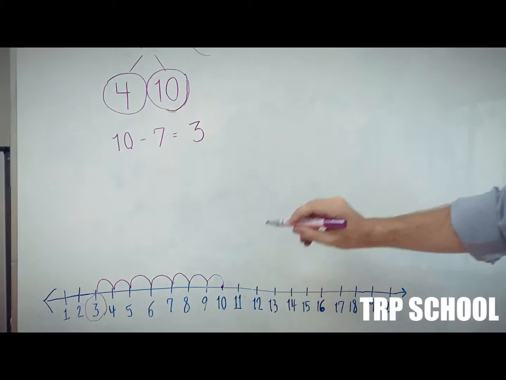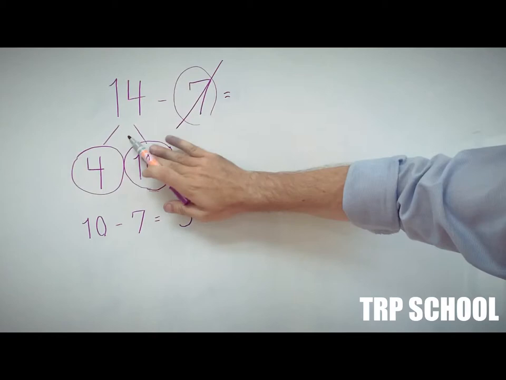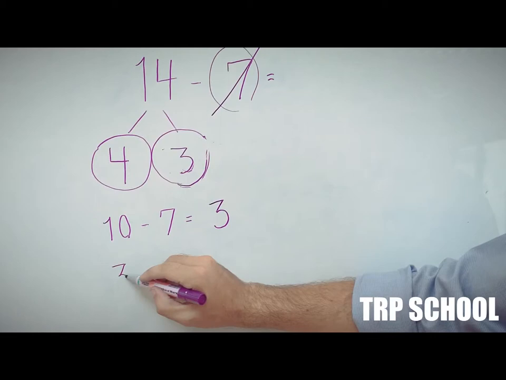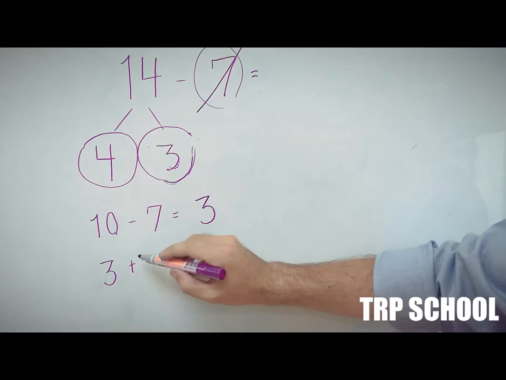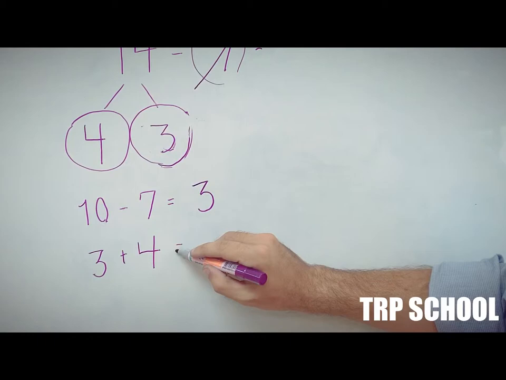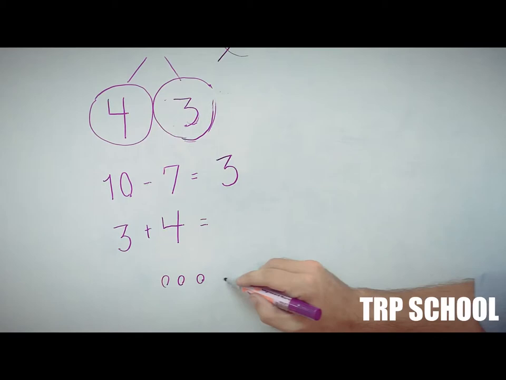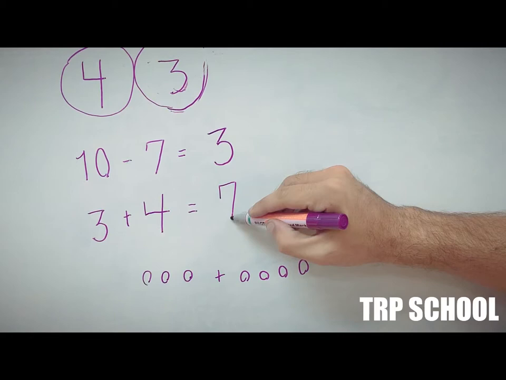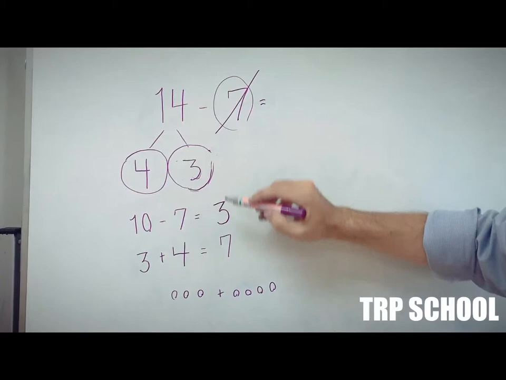Now, because we took away the 7 and our 10 is now a 3, I can add these two numbers together to find out my final answer. So 3 from here plus 4 from here that we haven't used. 3 and 4 gives us, let's count, 1, 2, 3 plus 1, 2, 3, 4. 1, 2, 3, 4, 5, 6, 7. 3 and 4 is 7. Okay? So 14 take away 7 gives us 7.